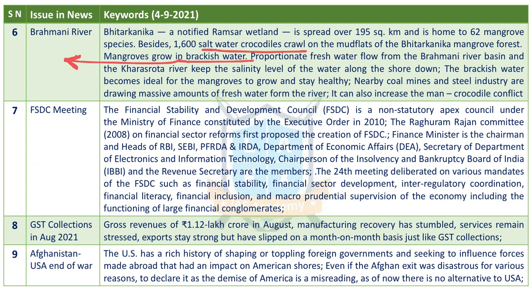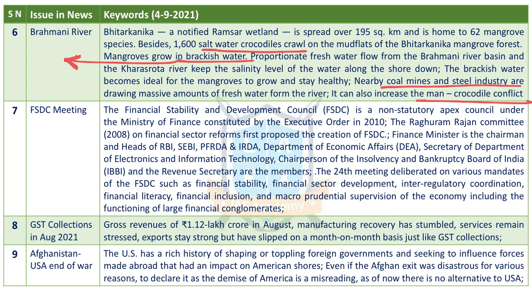Why will it increase? Because as the freshwater inflow from the Brahmani River reduces, it leads to an increase in the salinity of the water. Nearby coal mines and steel industries are drawing huge amounts of water from the Brahmani River, which leads to less flow of fresh water, which in turn leads to increase in salinity. This might affect the mangroves and it can also lead to man-crocodile conflict. If the water levels are less, these crocodiles can impact the humans in the nearby regions.